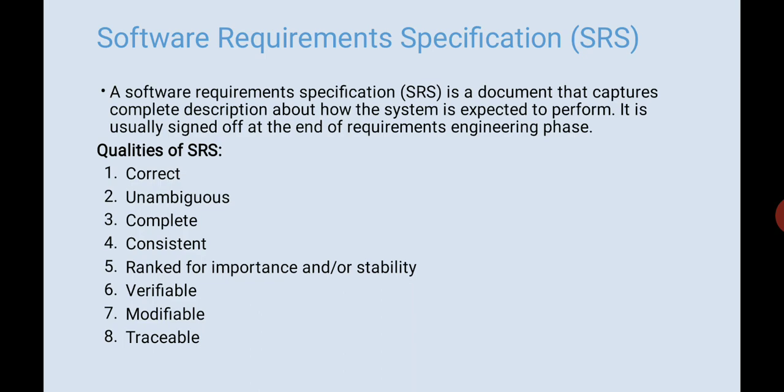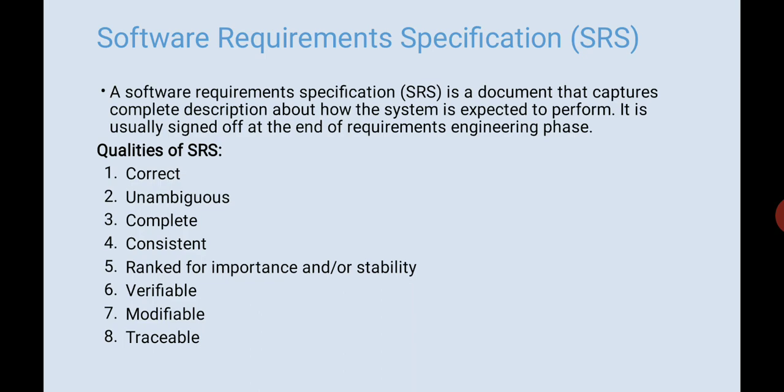So your SRS should clearly and very precisely or concisely define your software requirements, right? It is usually signed off at the end of requirement engineering, which is what we discussed here. So what is the quality of an SRS? It has to be correct, right? Unambiguous. There should not be any confusion or ambiguity in the requirements. The requirement has to be complete. It has to be consistent, ranked for importance and for stability also, right?